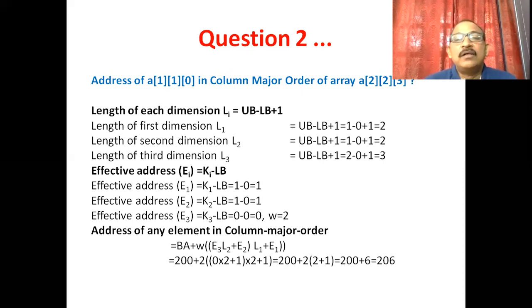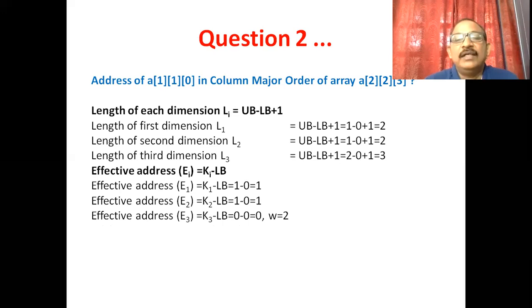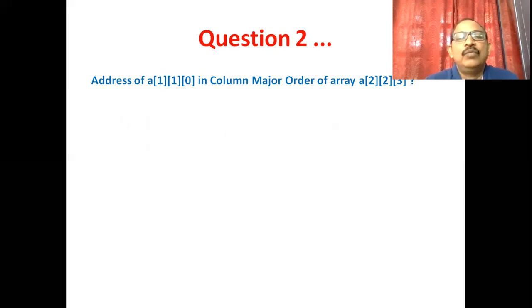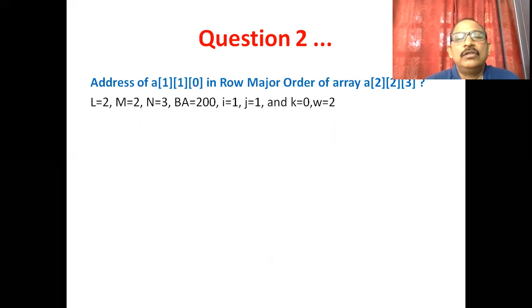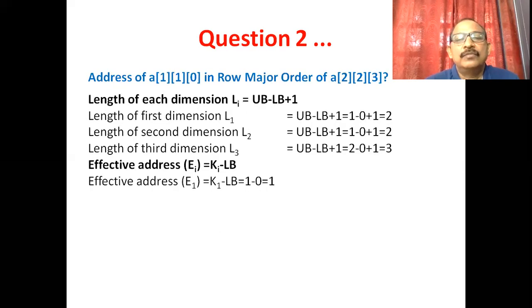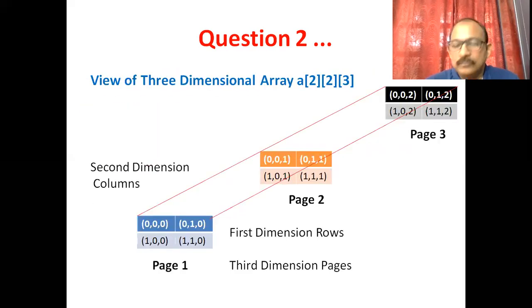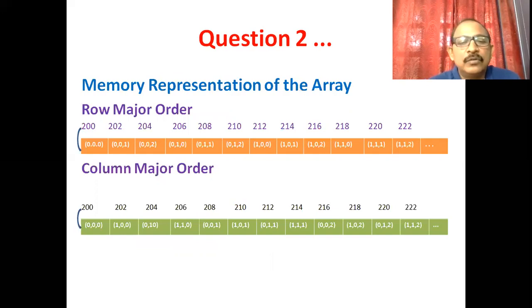Means in column major order, the address of element A110 is 206. You can verify it. A110 in column major order. Okay. Now you can see 110. Here you can see in column major order, the address of element 110 is 206. Okay.